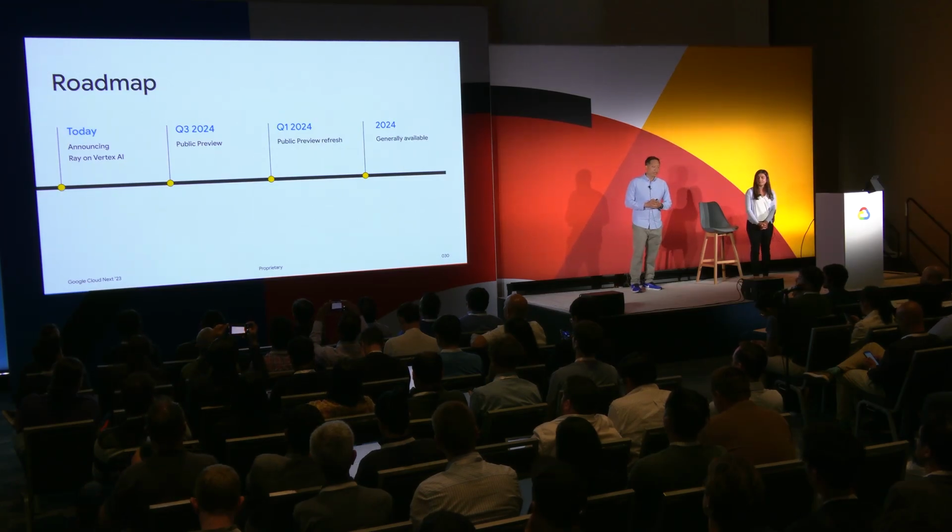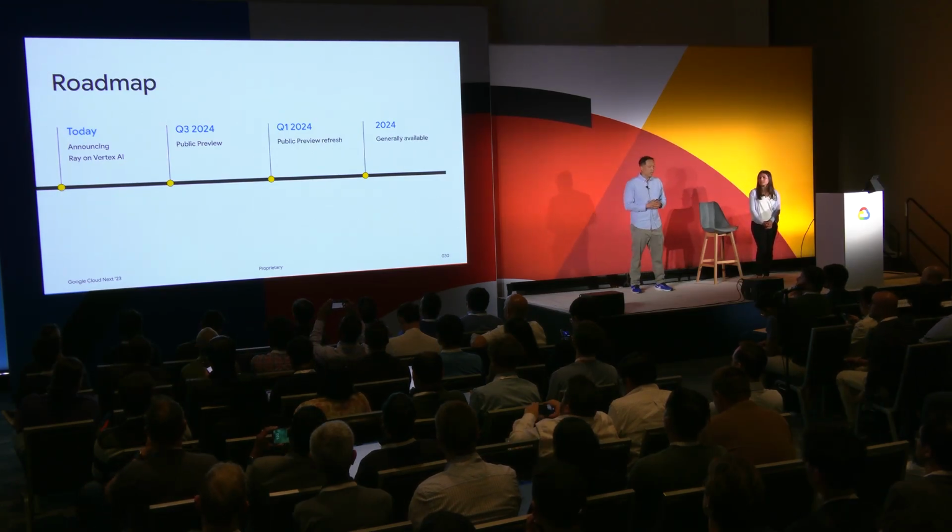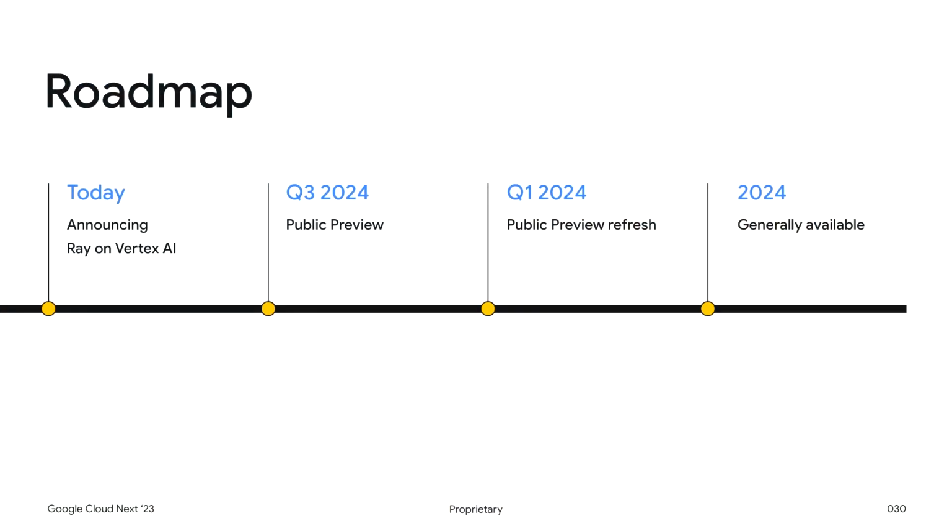A preview version of Ray on Vertex AI will be available in September. We have some exciting integrations happening that I can't talk about just yet, but you'll find out through the preview refresh in Q1 and GA next year.